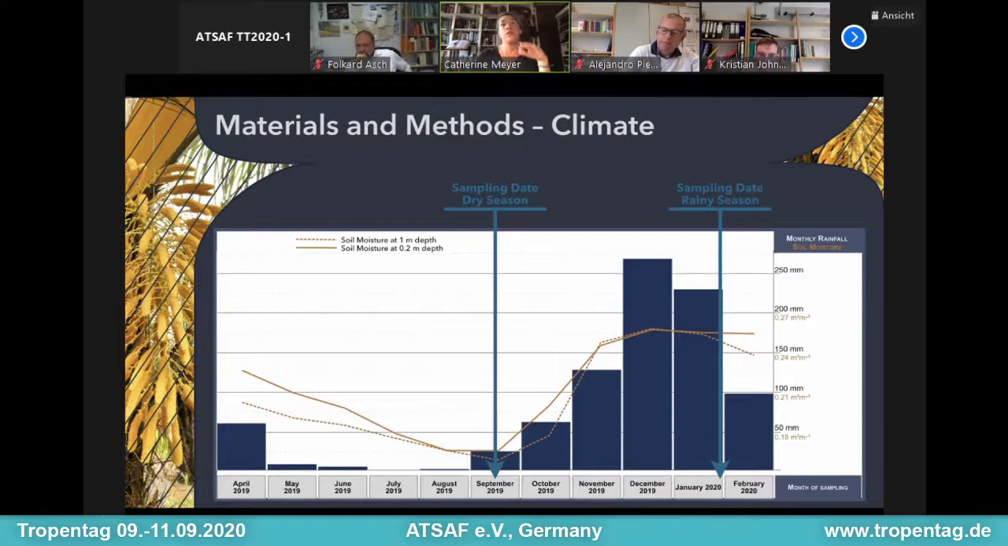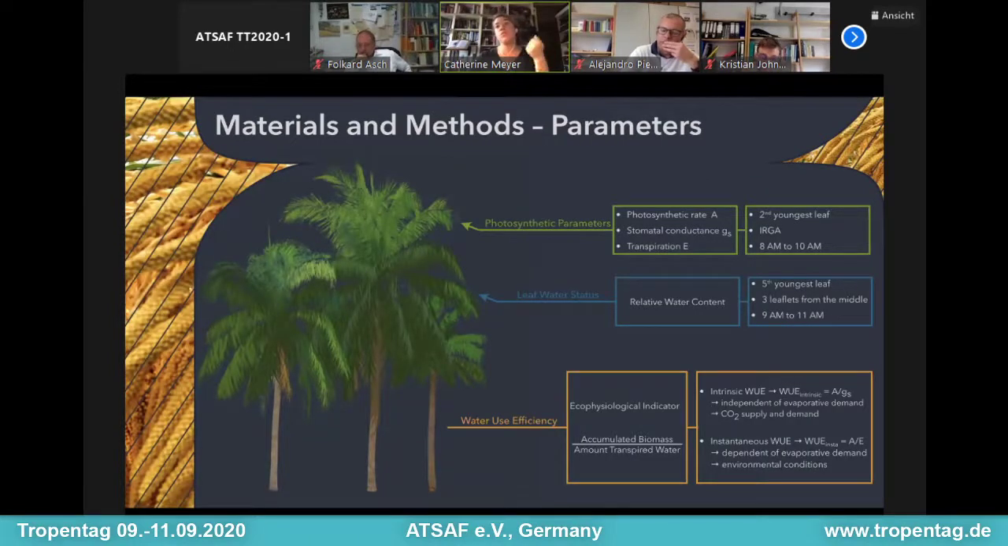So what we measured, first the photosynthetic parameters, so photosynthetic rates, stomatal conductance, and transpiration, using an IRGA device. The leaf water status was determined by collecting leaf discs, weighing them, rehydrating, weighing, drying, weighing again, and then calculating. And finally, water use efficiency, which is an ecophysiological indicator and is defined by the accumulated biomass per amount of transpired water. We are distinguishing two: the intrinsic one, which is independent of the evaporative demand, and the instantaneous one, which is dependent on the evaporative demand.